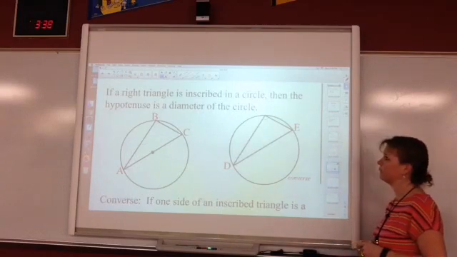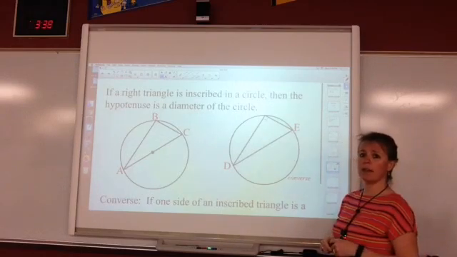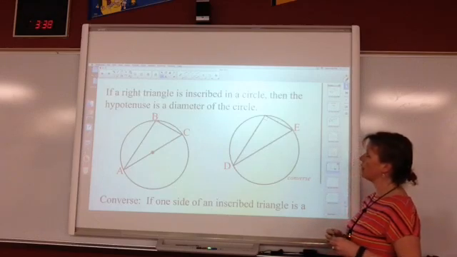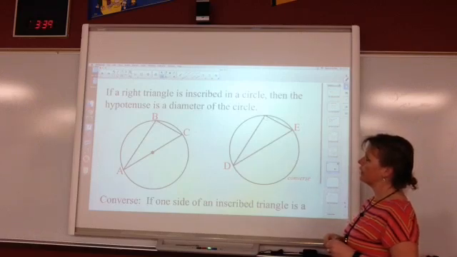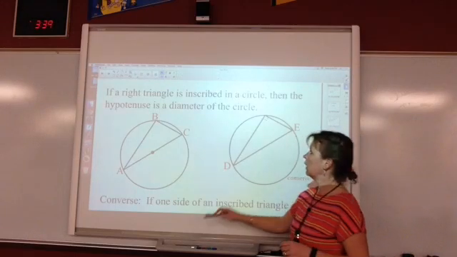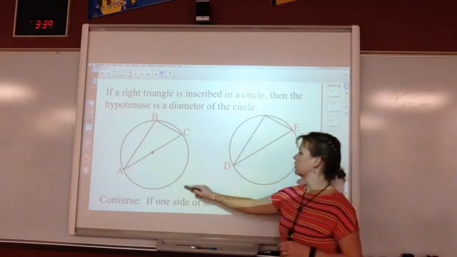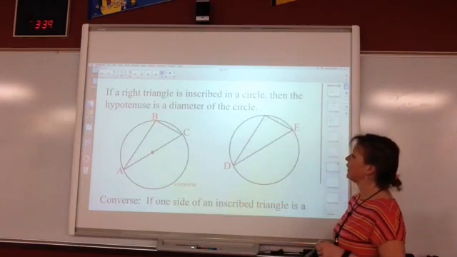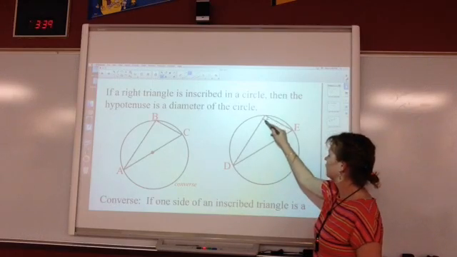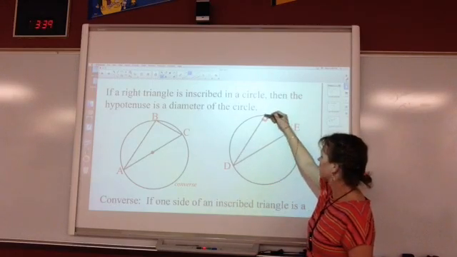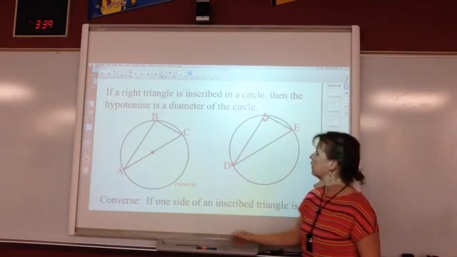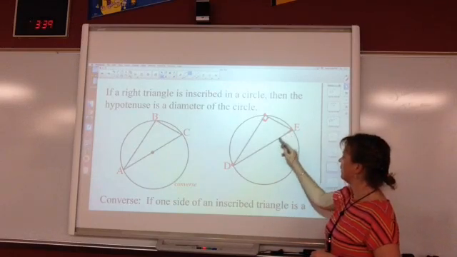And the last slide. You're pausing it when needed to draw these pictures and get everything written down. If a right triangle is inscribed in a circle, then the hypotenuse is the diameter of the circle. So here's your right triangle. It is inscribed in the circle because you've got three vertices. The hypotenuse has got to be the diameter.